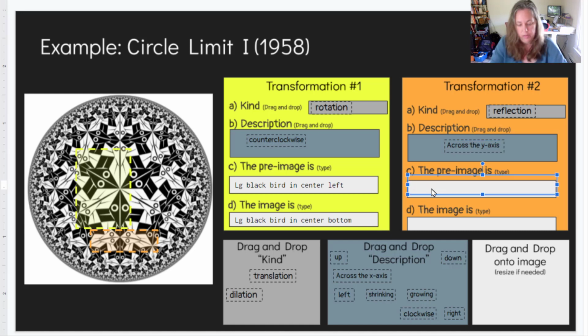You don't have to highlight all of the transformations. You just need to pick two that you like. I hope you enjoy this.